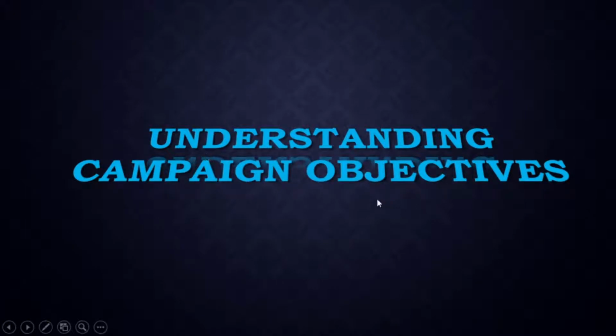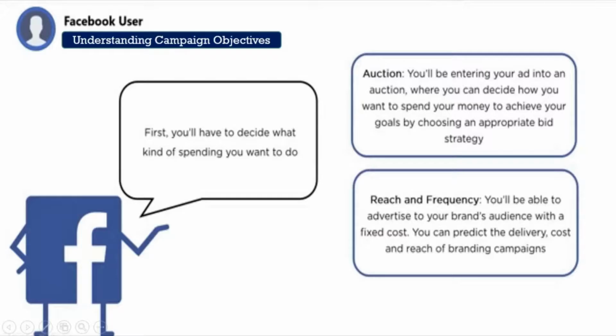Understanding campaign objectives. First, you will have to decide what kind of spending you want. So you have what we call the auction spending and the reach and frequency spending. What do you mean by the auction spending? You'll be entering your ad into an auction where you can decide how you want to spend your money to achieve your goal by choosing an appropriate bid strategy. So this kind of spending is the act of deciding the amount you want to spend and setting your goals which you want to achieve. It helps you to really target your audience, and also it is cost effective.